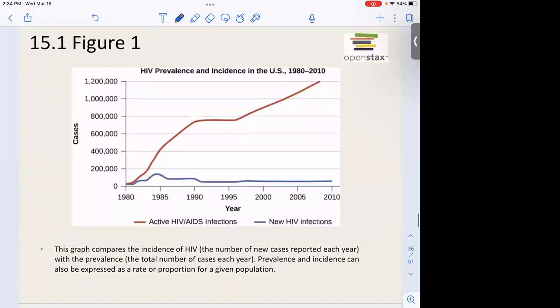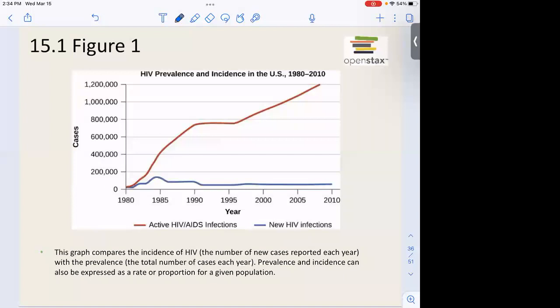Here's a graph of the incidence and prevalence of HIV in the US. So the HIV pandemic started early 80s, right? So the blue line is the new infections, the incidence. You can see that it has gone down somewhat from its heights in the early 80s.